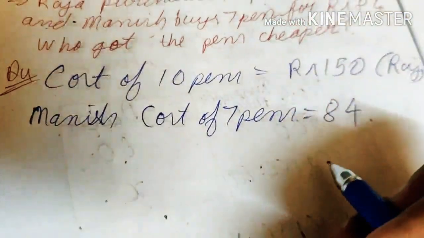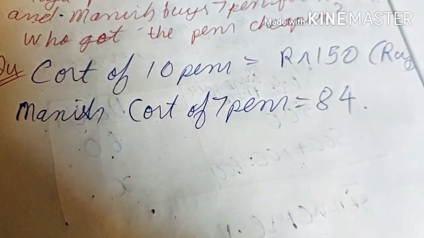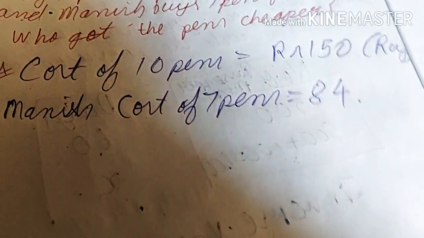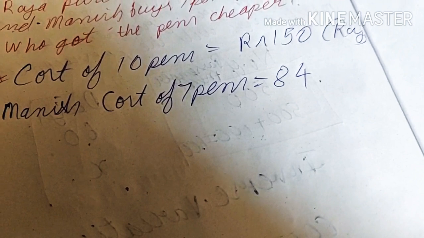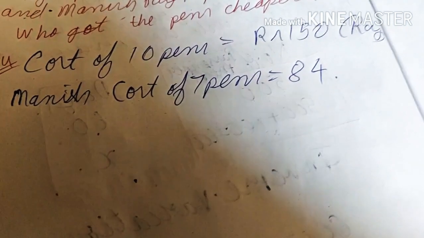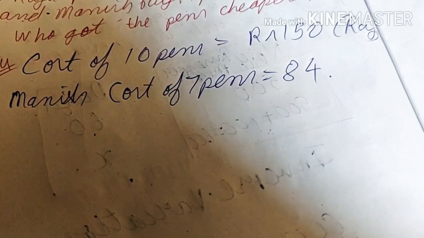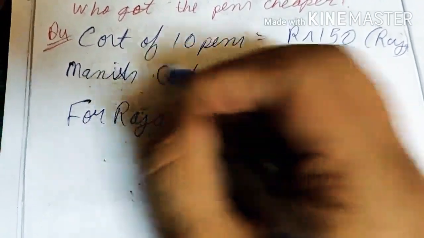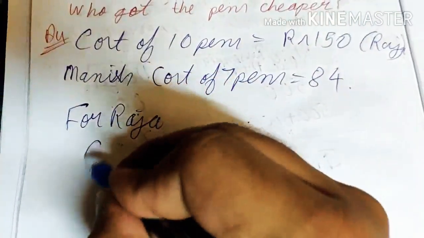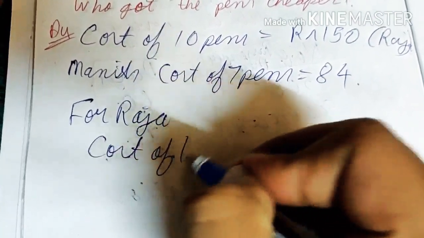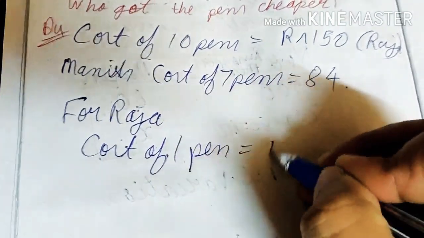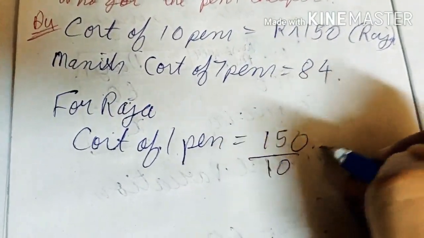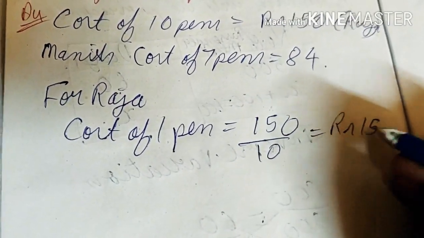So what we will do, we will just find the cost of one pen. The person whose cost of one pen is less would have got the pen at a cheaper cost. So we will calculate the cost of one pen in each case. For Raja, cost of 10 pens was 150. So cost of 1 pen will be equal to 150 divided by 10, that is rupees 15.